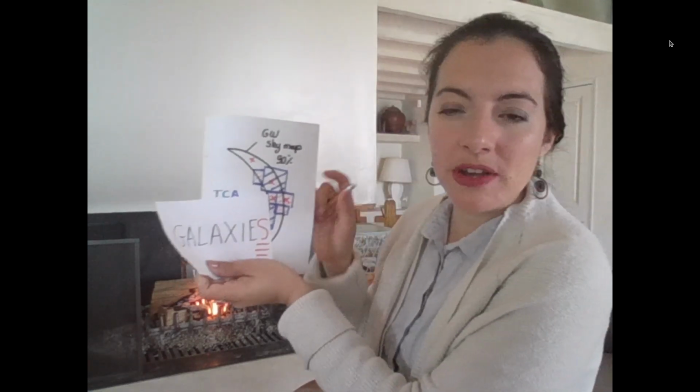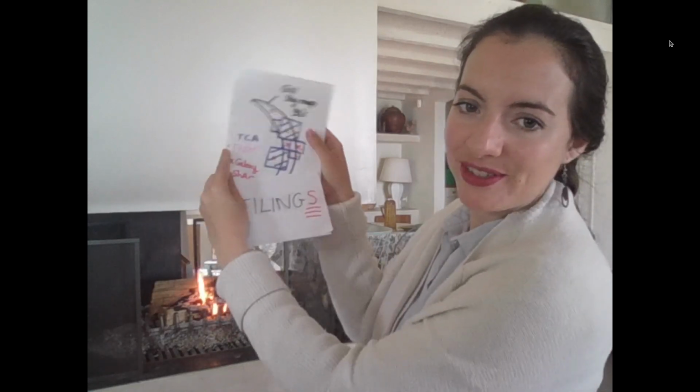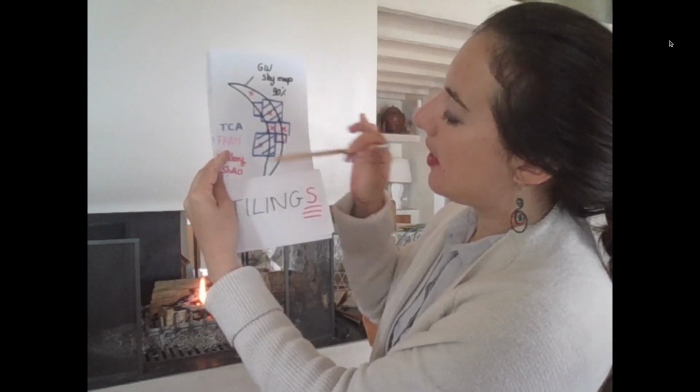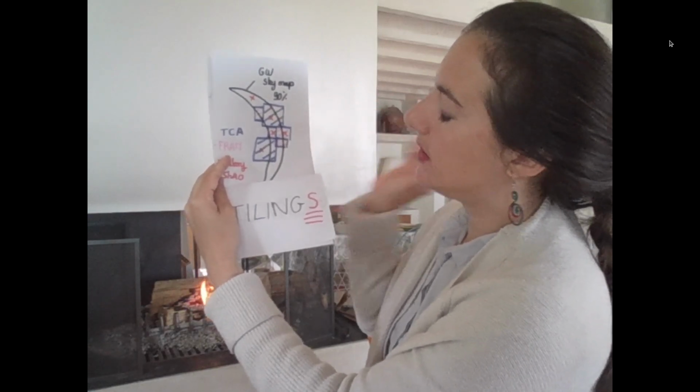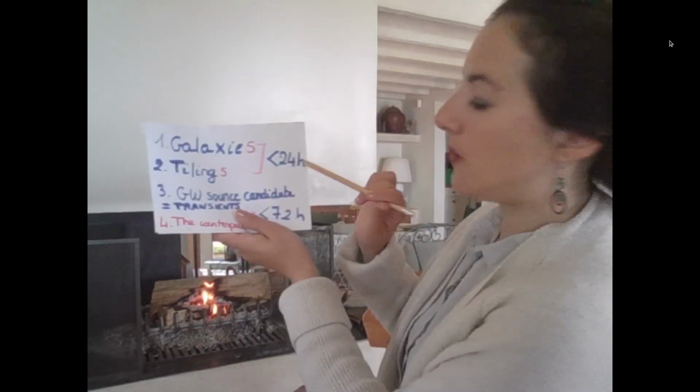If you have a narrow field of view, less than 1 degree, which is most of the people, or you have tilings, which means that you have a wider field of view, and again you will have different points to observe. So when you receive a galaxy targeting plan or a tiling plan, you need to do it in less than 24 hours.